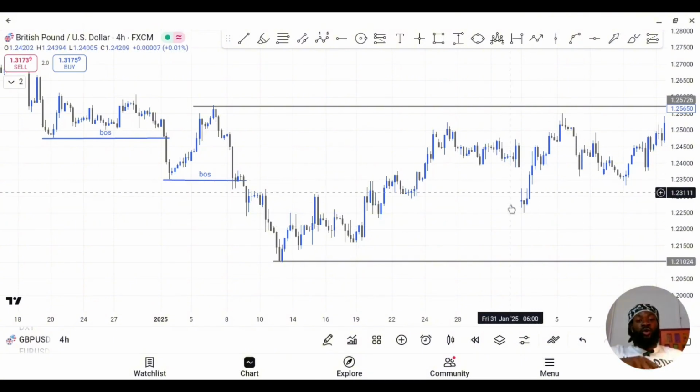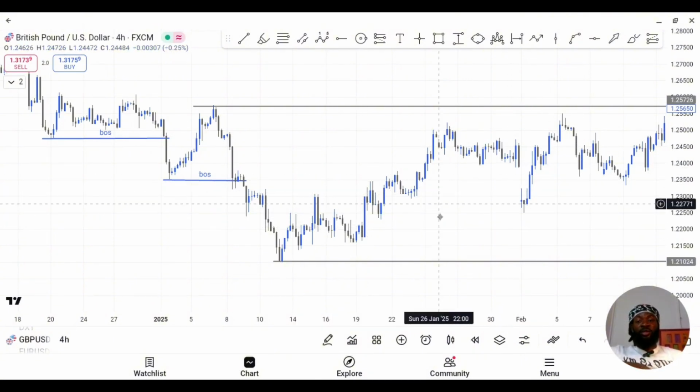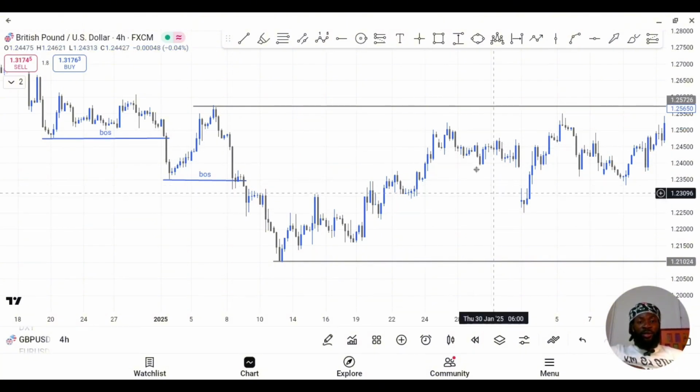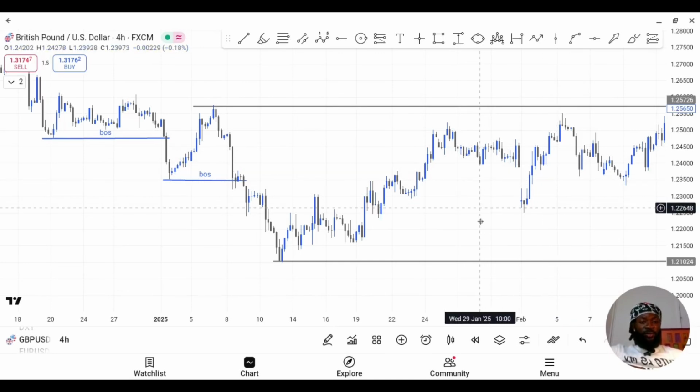You can go to a lower time frame to look for your opportunity inside here, because maybe on the 1 hour or 15 minutes there will be a trend here. You look for your opportunity, it's fine, but just know that on the 4 hour we are still in the price range.